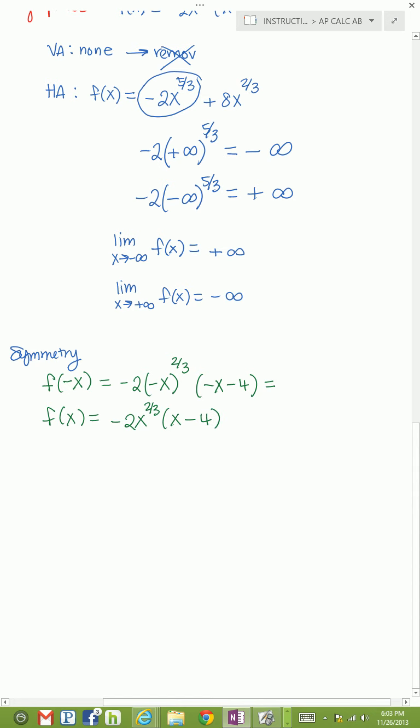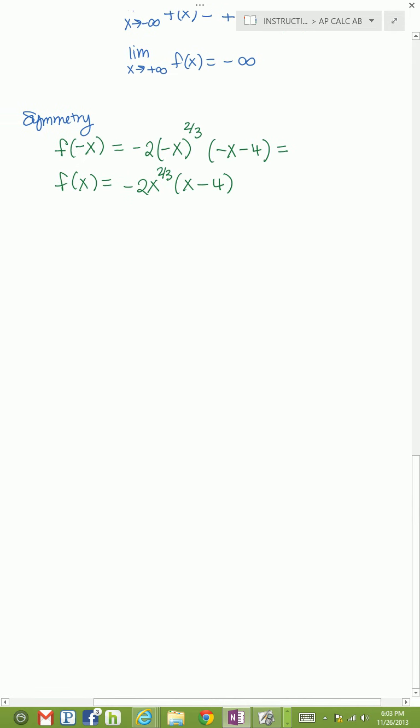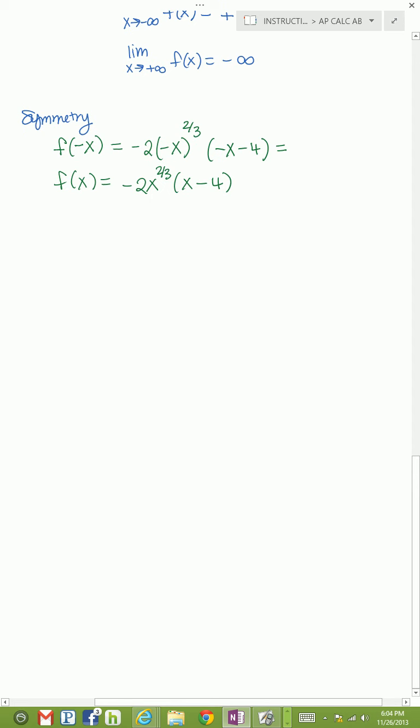So up here, take a negative x squared, that'll make it positive, so we end up with negative 2 times x to the 2/3. So that goes back to what the original function was. The problem is this negative x minus 4. It's not exactly the opposite, and because it's not the opposite, this does not equal f of x, nor does it equal negative f of x.